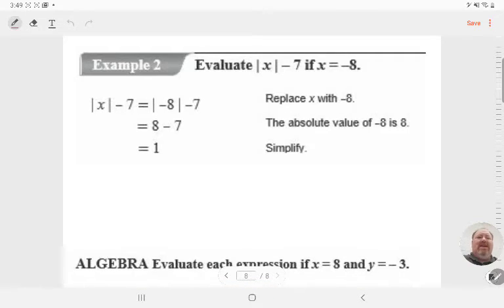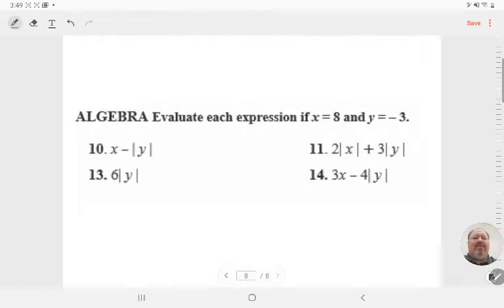Last thing we're going to go over today is we can use this in algebra as well. We can evaluate the absolute value of x minus 7 if x is -8. So we substitute -8 in for x, and we would end up with the absolute value of -8 minus 7. The absolute value of -8 is 8. 8 minus 7 is 1. All right, let's try a couple of those.